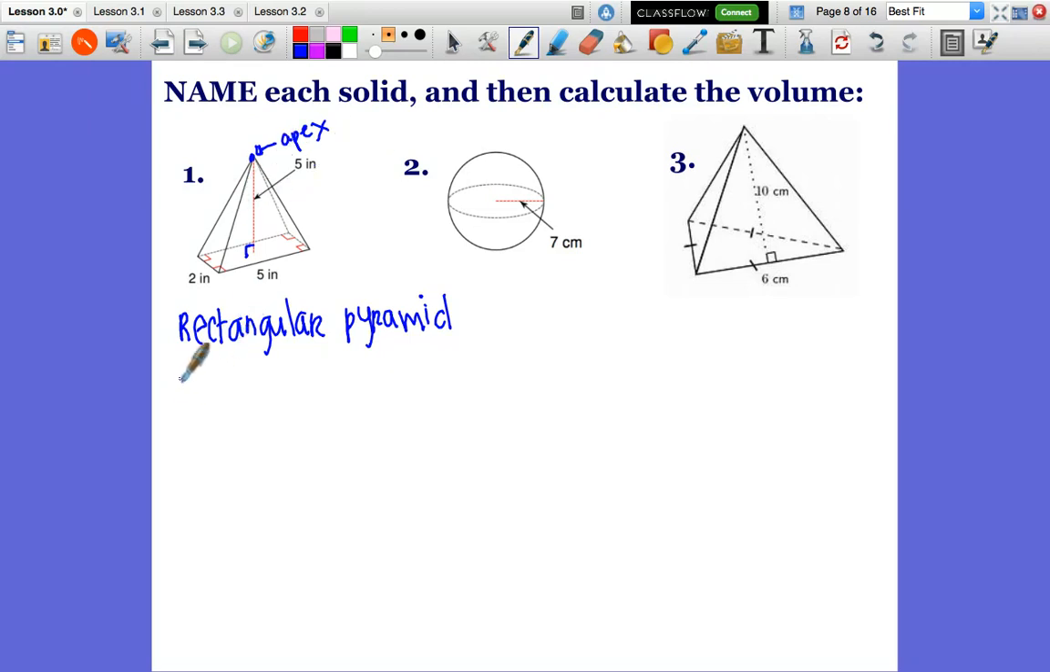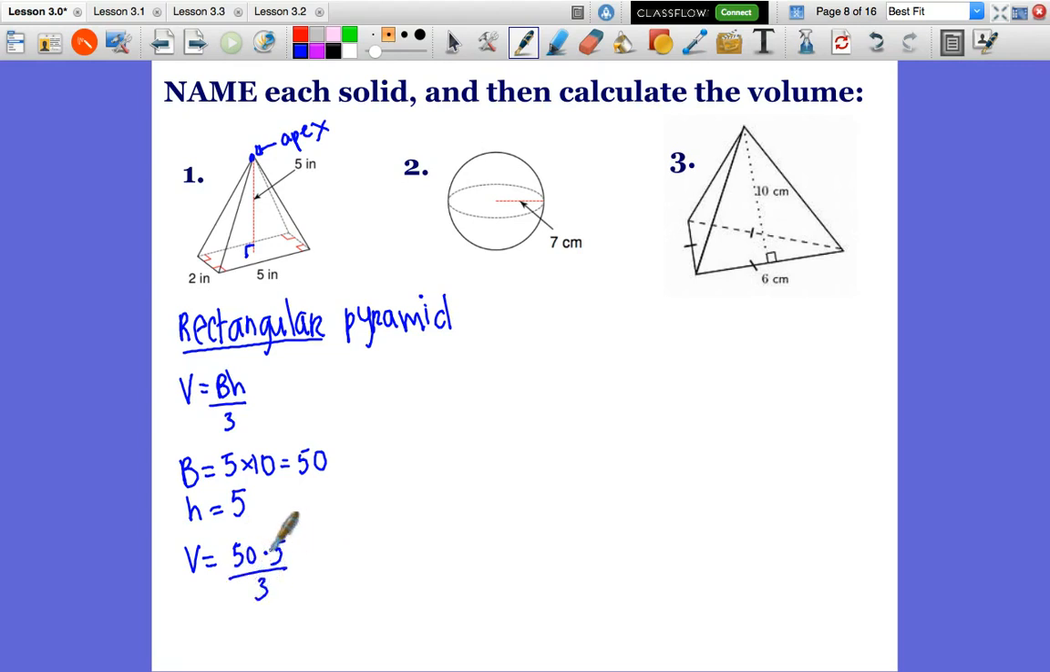So if I'm going to find the volume, it's going to be area of the base times height divided by 3. The area of the base is named by it. It's a rectangle, so I've got to do 5 times 10, which is 50. So that's the area of the base. The height is 5, right? It's the distance from the apex perpendicular to the base. So to find the volume, I'm going to do 50 times 5 divided by 3.